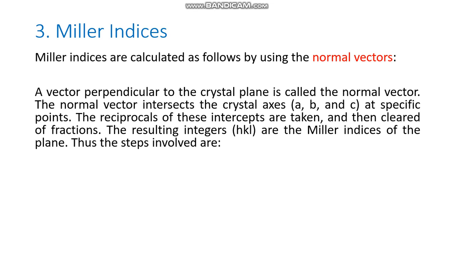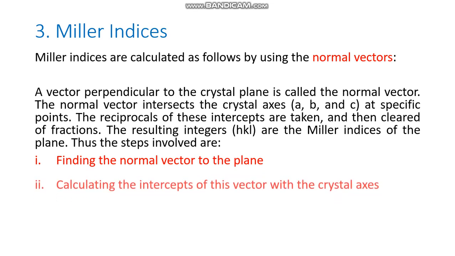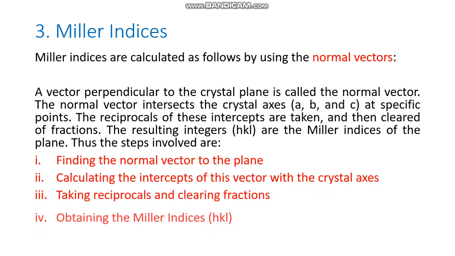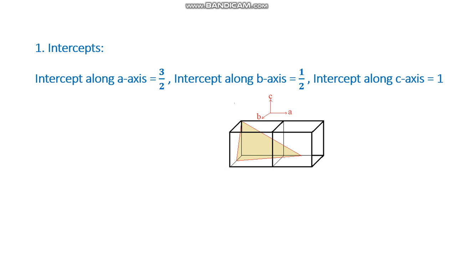Now let us see the stepwise calculations regarding how to obtain the HKL values of a lattice plane. First of all, we have to find out the normal vector to the plane, followed by calculating the intercepts of this vector with the crystal axis, and finally we have to reciprocate these values, followed by clearing the fractions in order to obtain the Miller indices. So let us elaborate this process with an example.